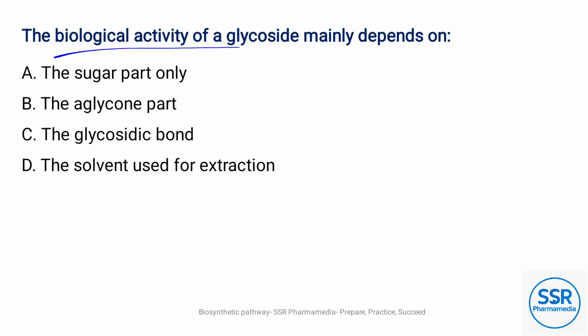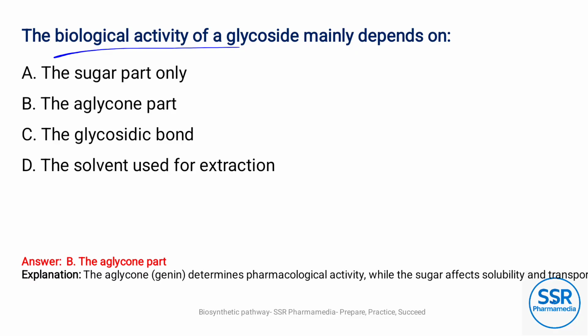The biological activity of glycoside mainly depends on option B, the aglycone part. So the aglycone, the genin, determines the pharmacological activity, while the sugar affects solubility and transportation. So the sugar part is mainly used for the solubility and transportation of the active metabolites.